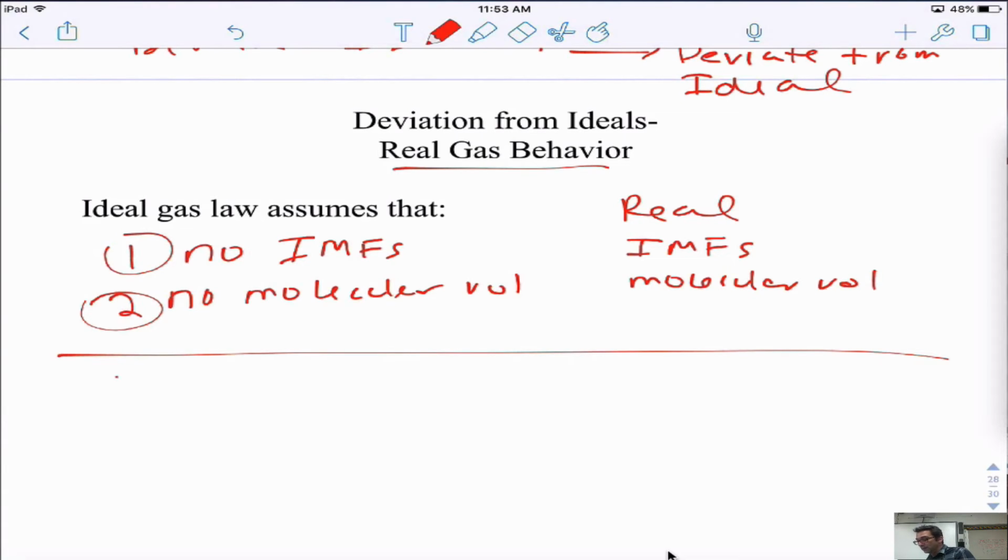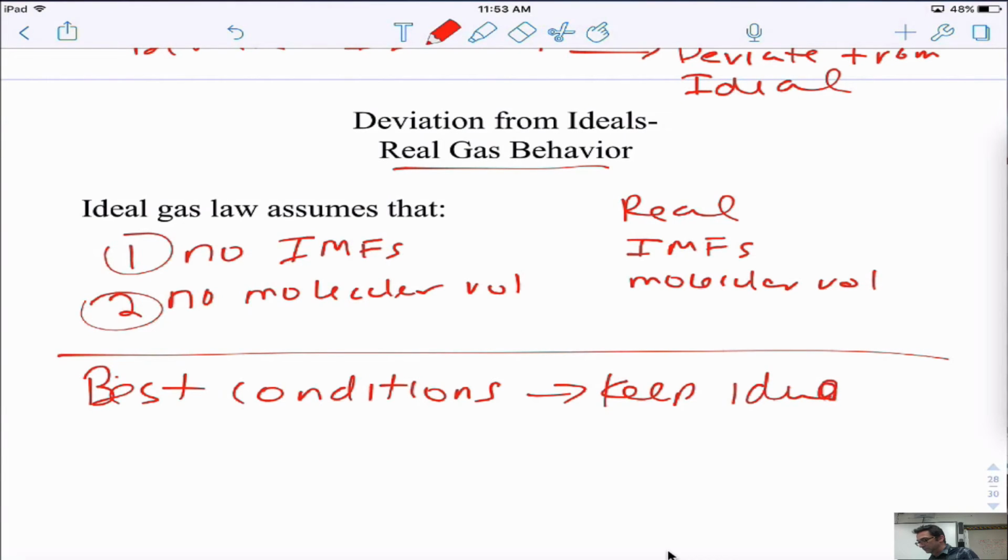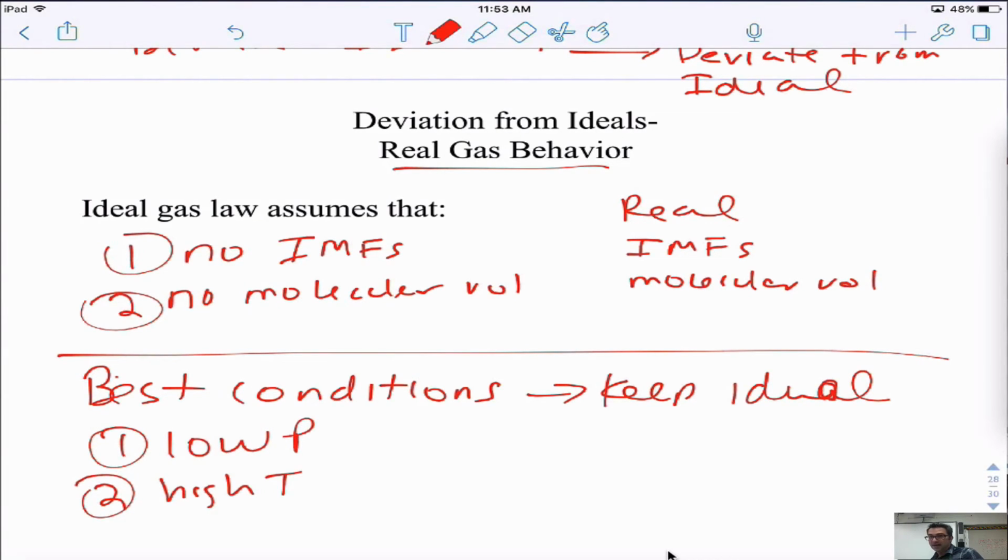So if we want the best conditions to keep a gas ideal, we would want, 1, low pressure, and 2, high temperature. I like to think of this like my ideal vacation. Low pressure, nobody telling me what to do. High temperature, I'm relaxing in the sun. I can do whatever I want. Low pressure, high temperature, just relaxing, chilling. I need a vacation. So my best conditions, keeping it ideal: low pressure, high temperature.